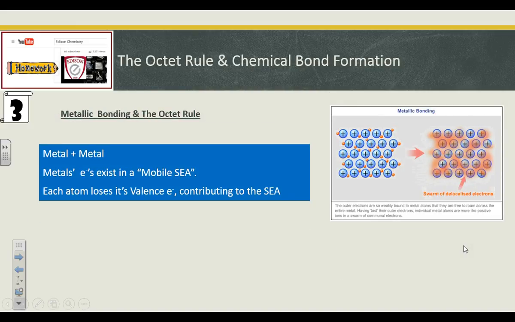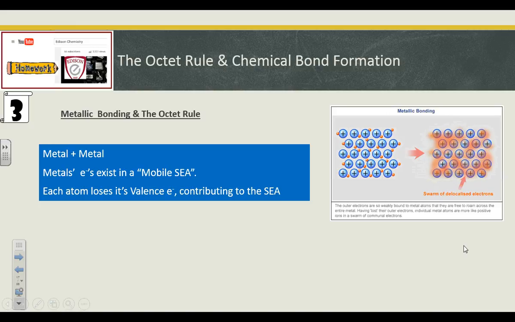Metallic bonding, simple. Memorize it though. That's a metal plus a metal. Remember, ionic, a metal plus a nonmetal. Covalent, 2 nonmetals. Metallic, metal plus metal. It's the only options. There's only 2 types of elements on the periodic table, metals and nonmetals. There's only 3 ways to combine the different classes.